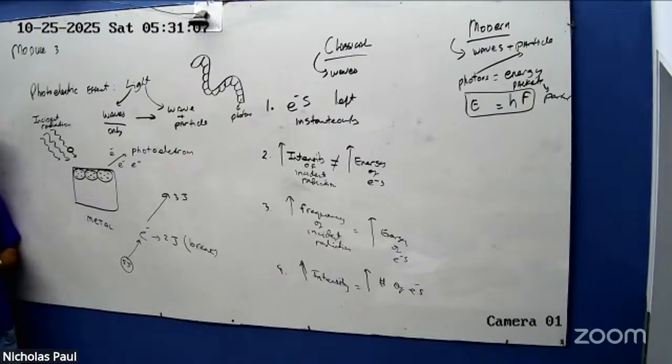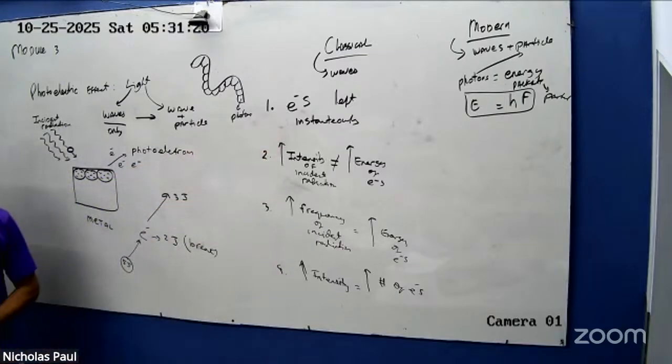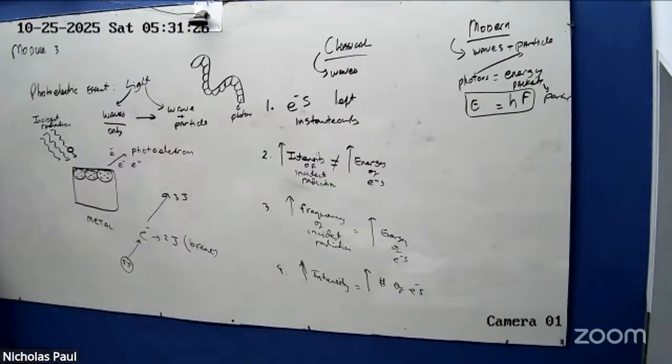Everybody okay with that? So that explains number 1. The flying electron leaves, so it becomes an ion. Alright? Any questions online?